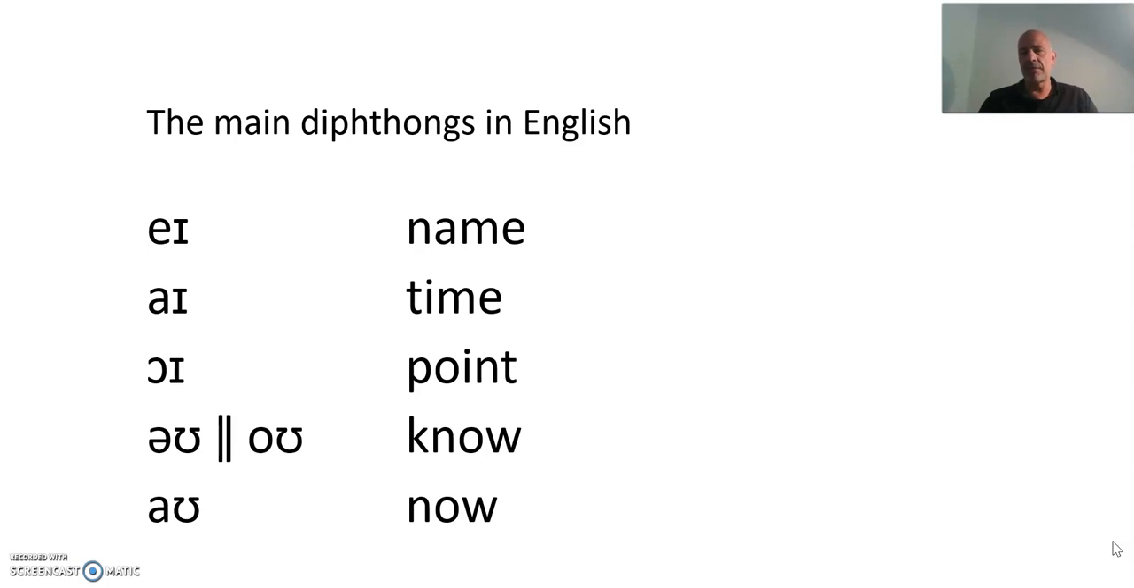There are 5 major diphthongs in English, and I call them the real diphthongs. I mean, there are unreal diphthongs like or or something like that. We'll talk about them in passing, but these are the real diphthongs, okay?